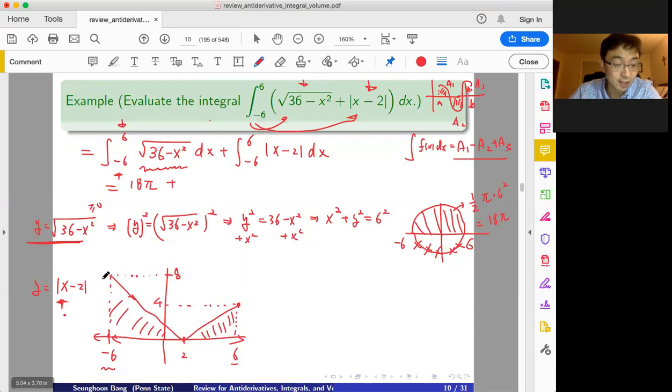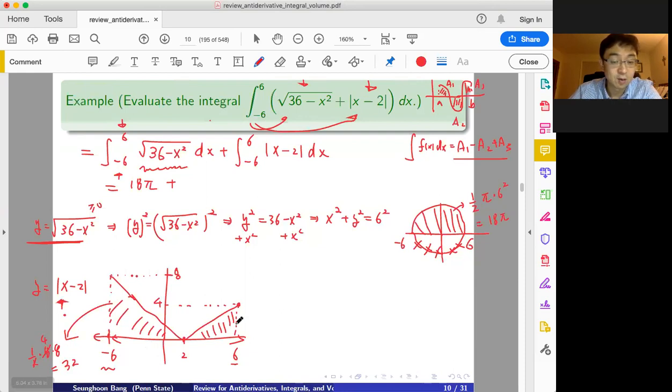So what is the area of this triangle? Here, the width is 8 and the height is 8. So the area of this triangle is 1 over 2 times 8 times 8. Exactly. So 4 times 8 is 32.